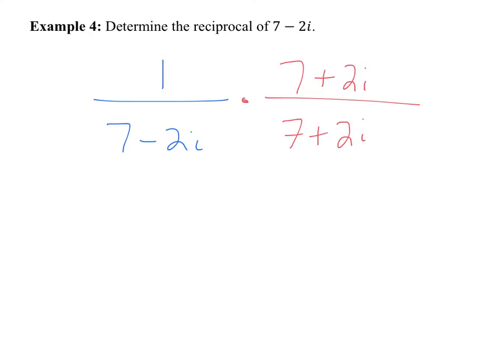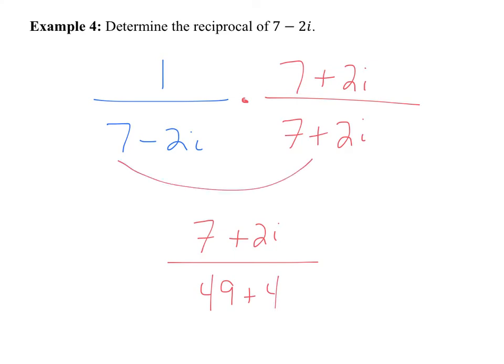Numerator is still 7 plus 2i, good. What do you get for the denominator? Do it quick, come on. Quick. Yeah, because you have 49 plus 4. How do I know that? This gives me 49. This multiplies to negative 4i squared. Negative 4i squared is really positive 4.